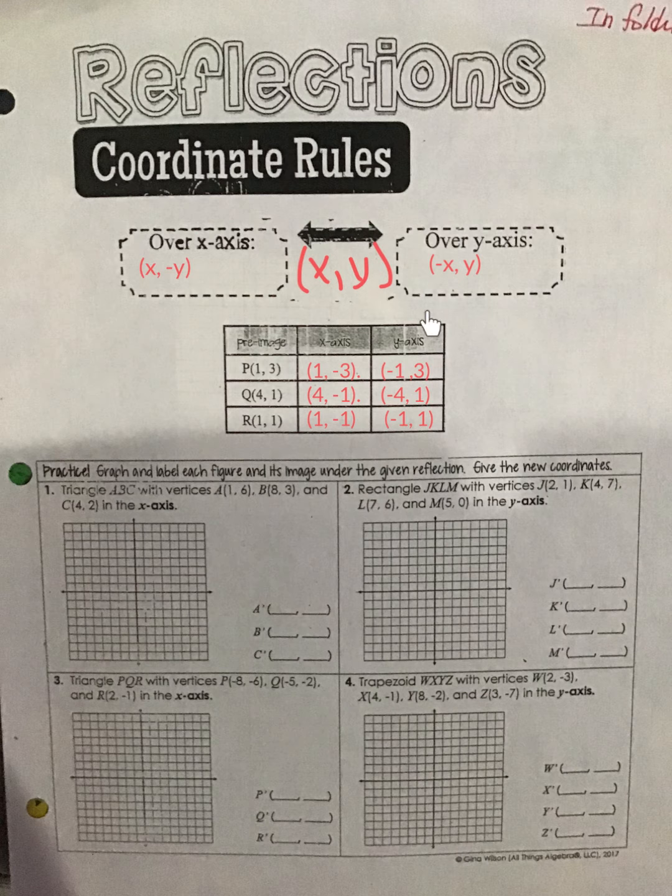The y-axis, we're following this rule. All of our x values became the opposite. Here they were all positive, here they're all negative. And our y values stayed the same.